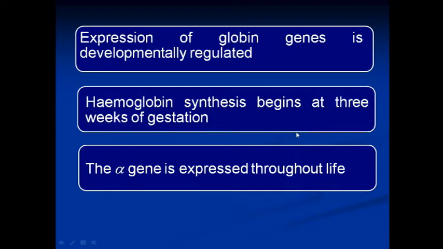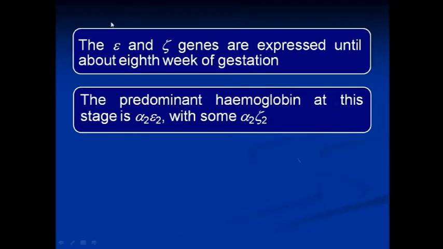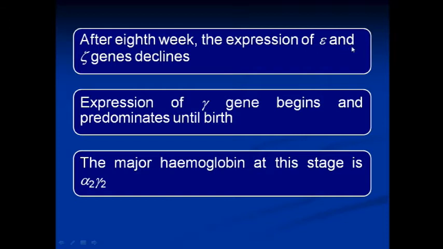Hemoglobin synthesis begins at 3 weeks, and epsilon and zeta genes are expressed until the 8th week of gestation. The predominant hemoglobin at this stage is alpha 2 epsilon 2 and some alpha 2 zeta 2. These epsilon and zeta subunits are present up to the 8th week of gestation. So these are the peak of the early gestation stage. The expression of epsilon and zeta predominates until the 8th week.